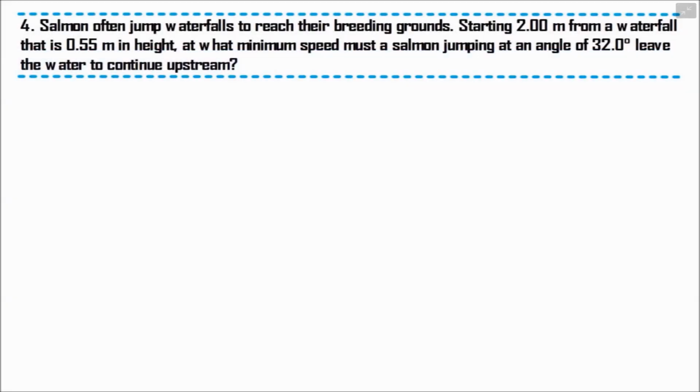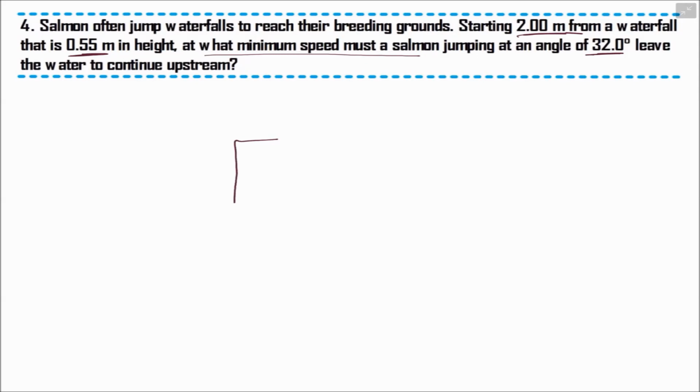Hello, welcome everyone. In this question it says salmon often jump waterfalls to reach their breeding grounds, starting 2 meter from a waterfall that is 0.55 meter high. What minimum speed must salmon jumping at an angle of 32 degrees have to leave the water to continue upstream?